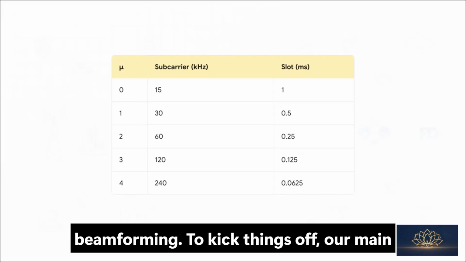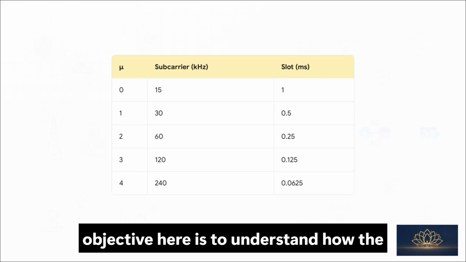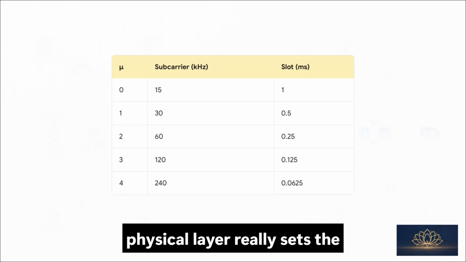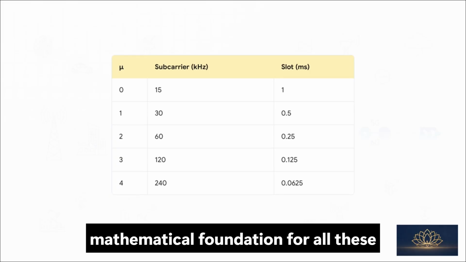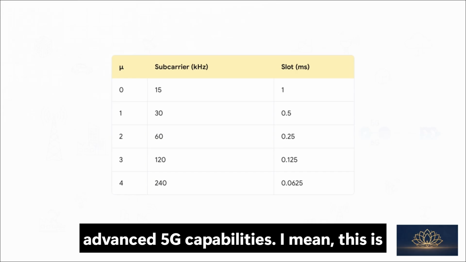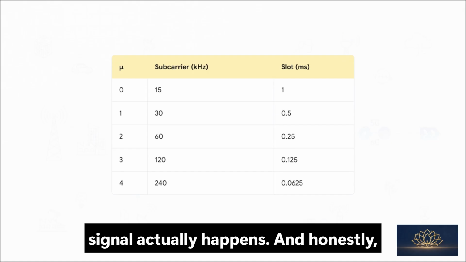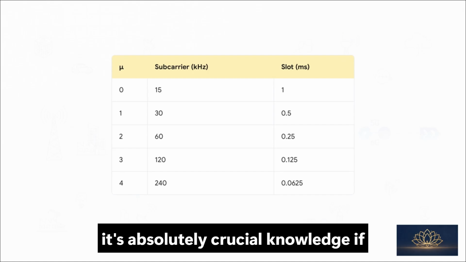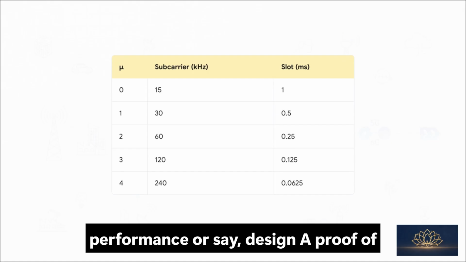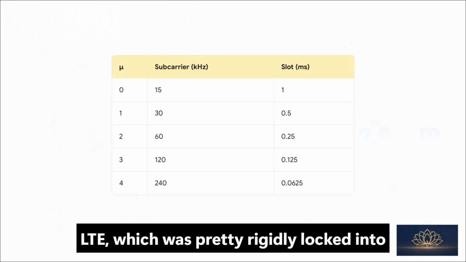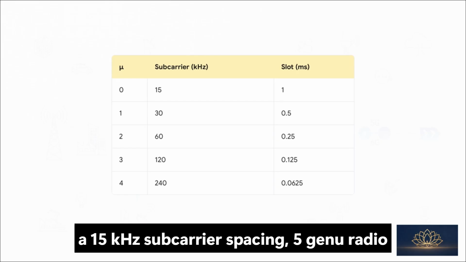To kick things off, our main objective here is to understand how the physical layer really sets the mathematical foundation for all these advanced 5G capabilities. I mean, this is where the magic of manipulating the radio signal actually happens. And honestly, it's absolutely crucial knowledge if you're looking to calculate network performance or, say, design a proof of concept deployment.